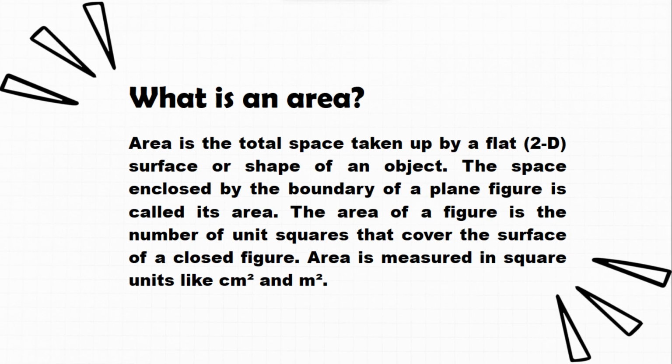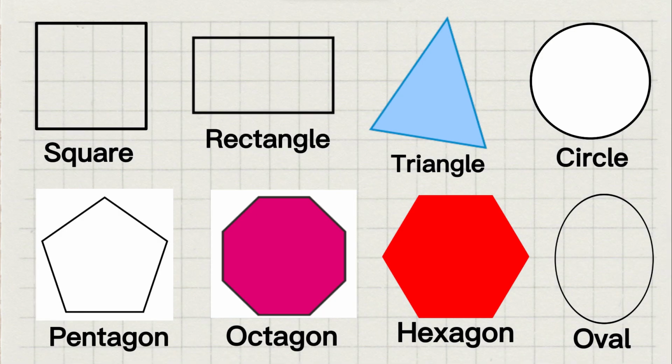Area is the total space taken up by a flat or 2D surface or shape of an object. The space enclosed by the boundary of a plane figure is called its area. The area of a figure is the number of unit squares that cover the surface of a closed figure. Also, area is measured in square units like centimeter squared and meter squared. Examples of plane figures are square, rectangle, triangle, circle, pentagon, octagon, hexagon, ovals, and etc.